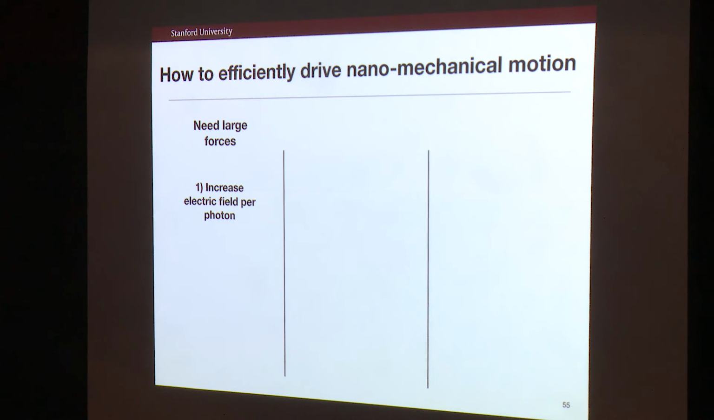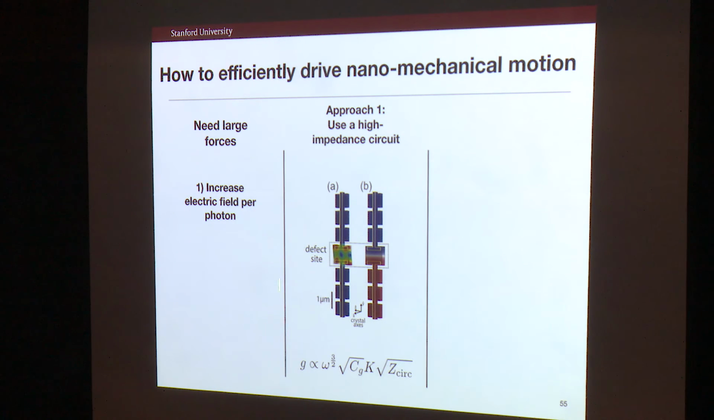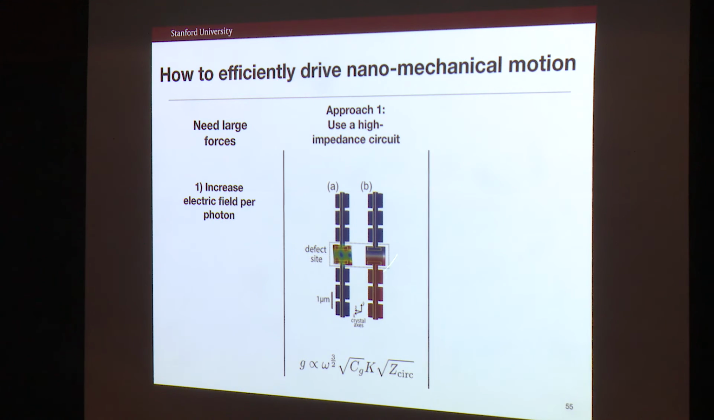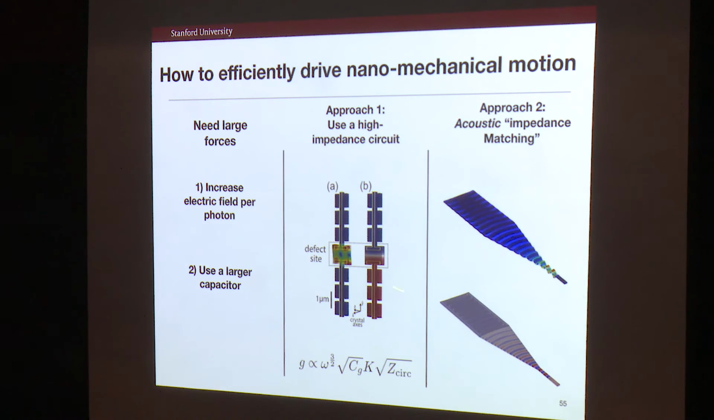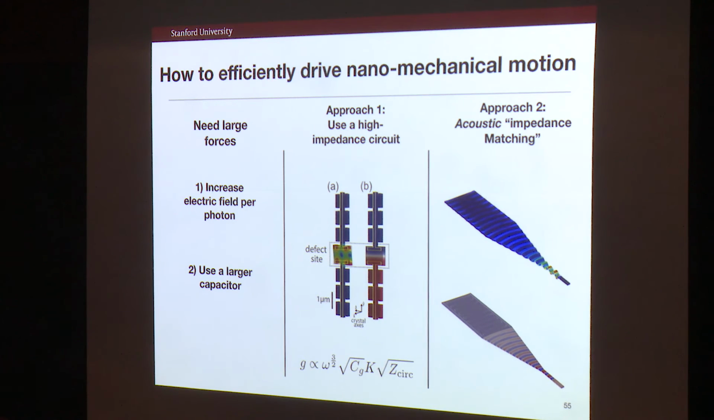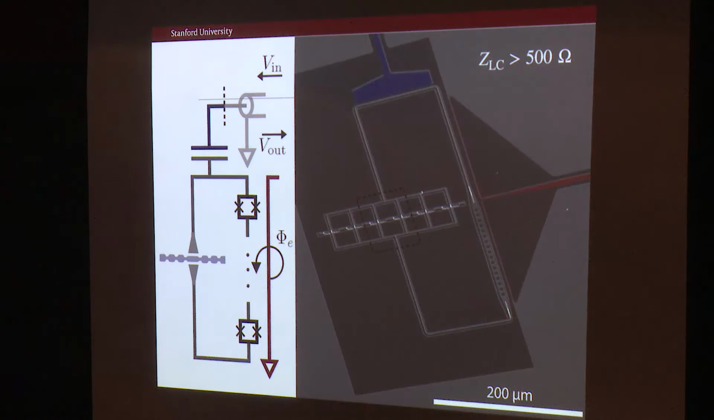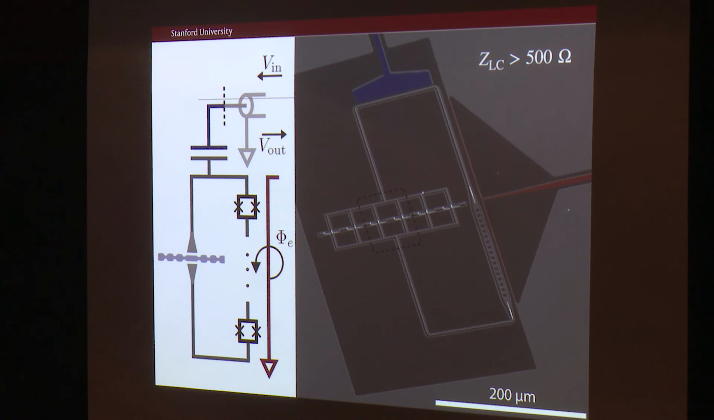But if you have small capacitors, you have to sort of increase the field per photon that drops across that small capacitor. And that's the same as increasing the impedance. So that's one way of coupling to these very small mechanical modes using high impedance circuits. Or two, you can use a large capacitor and then you can focus those sound waves down to a small volume. Okay, and I'm slowly running out of time, so I'll speed up a little bit. But this is the first approach, the sort of high impedance approach.